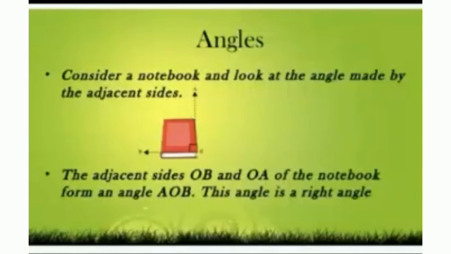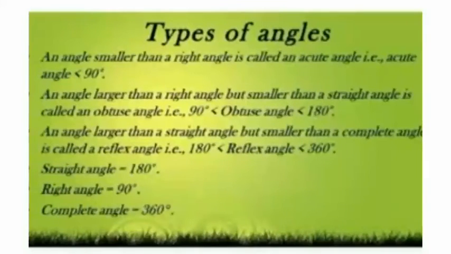So next topic, angles in understanding elementary shapes. Consider a notebook and look at the angle made by the adjacent sides. The adjacent sides OB and OA of the notebook form an angle AOB. This angle is a right angle. Next, types of angles.